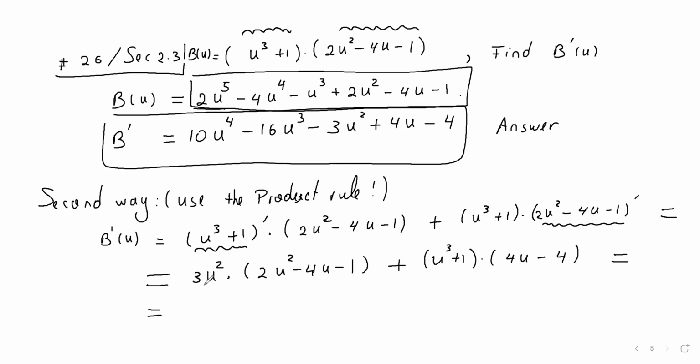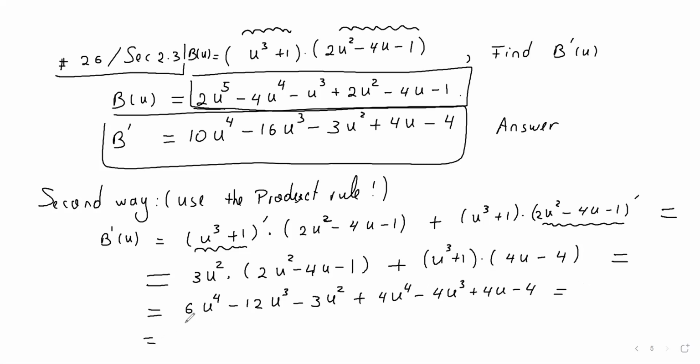We're going to multiply now. So 3u squared times 2u squared is 6u to the 4. 3u squared times negative 4u is negative 12u cubed. 3u squared times negative 1 is minus 3u squared. Plus, u cubed times 4u is 4u to the 4. U cubed times negative 4 is minus 4u cubed. 1 times 4u is 4u. 1 times negative 4 is negative 4. So we're not done, I told you.